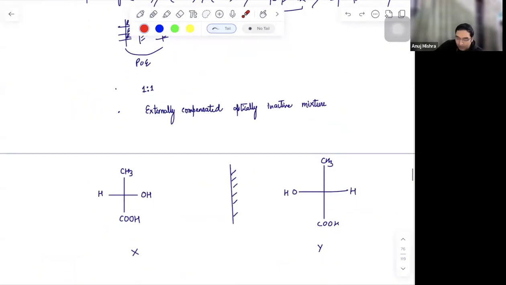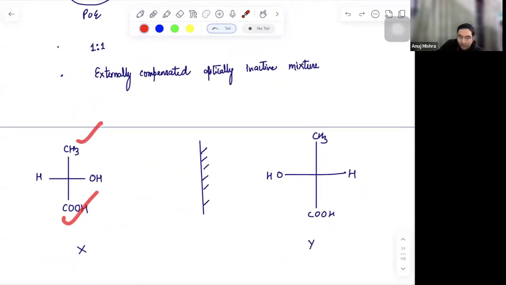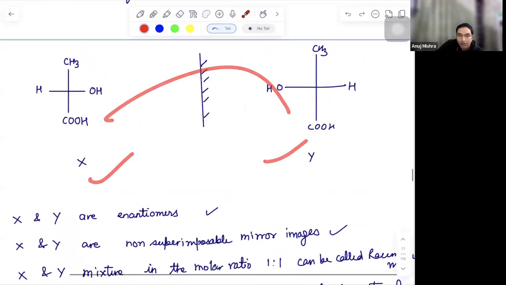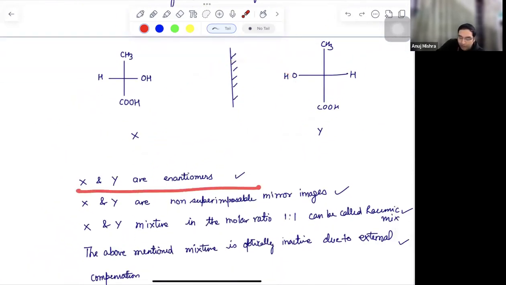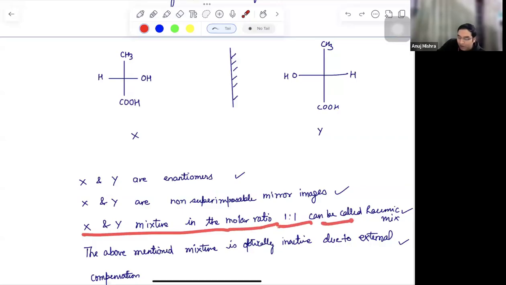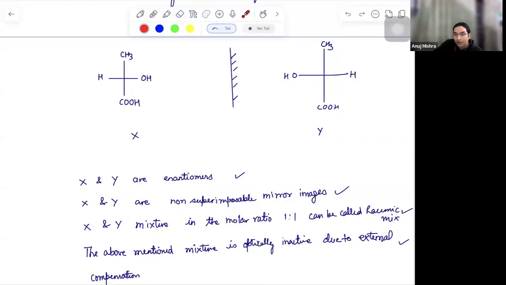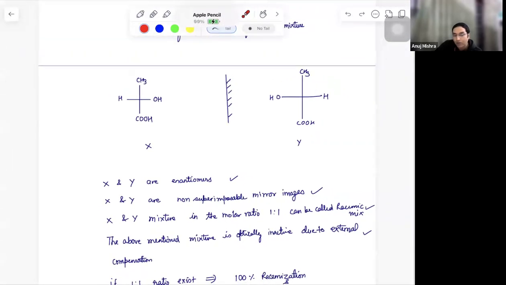Look at this example. CH3, COH, HOH, CH3, OH, HCOH. So it's a mirror image. One is X, other is Y. So can we say X and Y are enantiomers? Yes. X and Y are non-superimposable mirror images? Yes. X and Y mixture in the molar ratio 1:1 can be called Racemic mixture? Yes. The above mentioned mixture is optically inactive due to external compensation? Yes. आ गया? क्या सारे पॉइंट समझ में आ रहे हैं आपको?